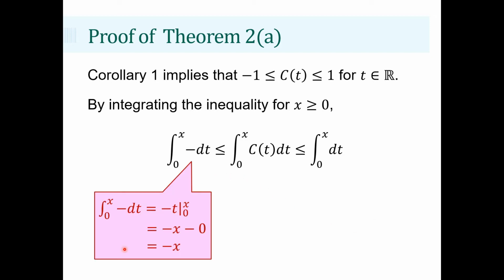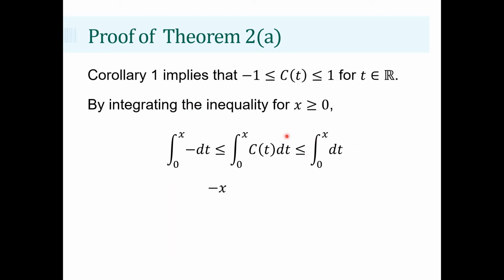We have the integral of negative dt from 0 to x is equal to negative t evaluated from 0 to x. So, ano ba yon? Yun lang ay negative x minus 0. Di ba? Ipasok lang natin yung dalawang limits, or that is equal to negative x. So, the integral of this is negative x.